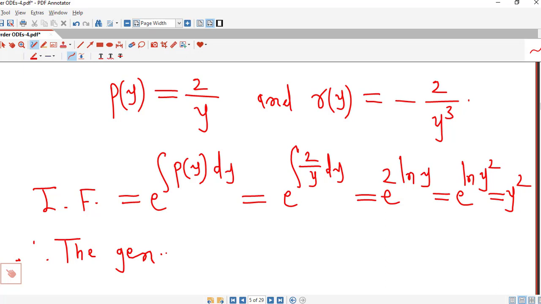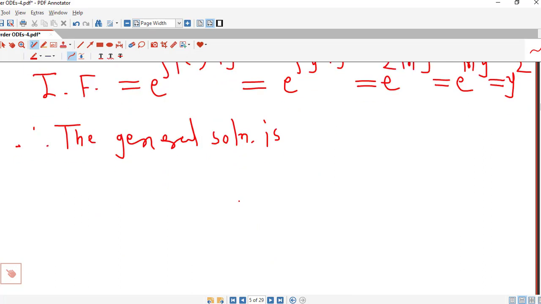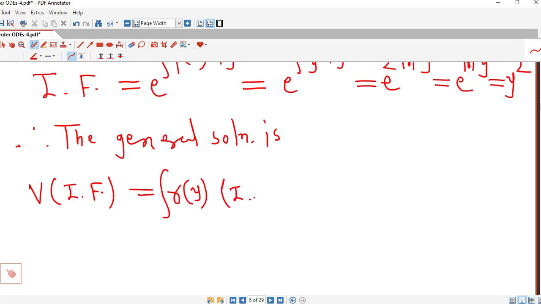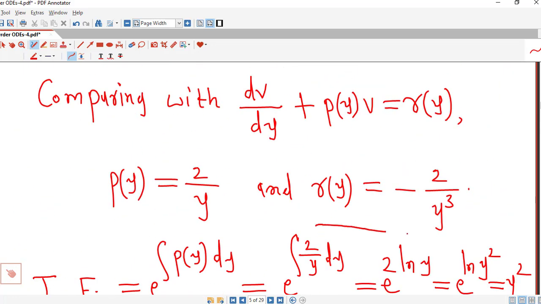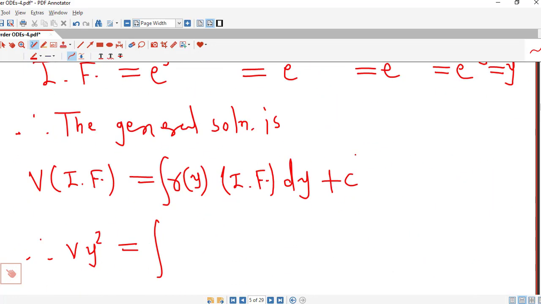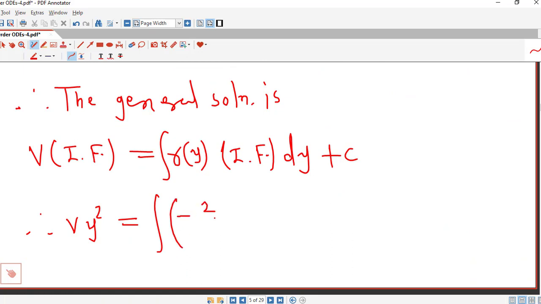Therefore the general solution is, here the dependent variable is v times integrating factor equal to Ry, that is the right hand side, times integrating factor, and the independent variable is y, so we write dy plus c. The integrating factor is y square, therefore v times y square equal to R of y, that is minus 2 over y cube, times the integrating factor y square, dy plus c.